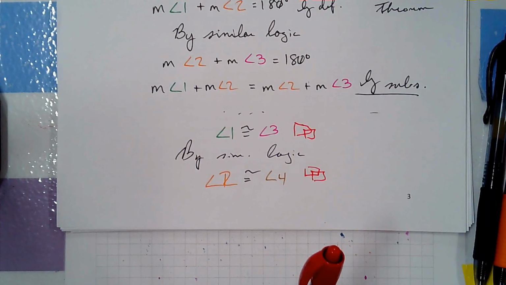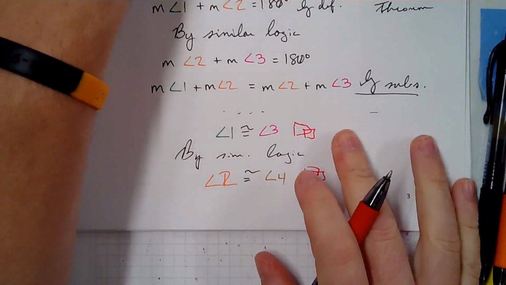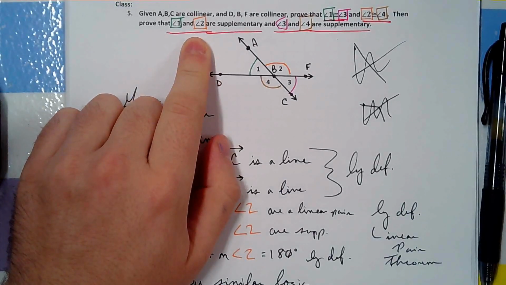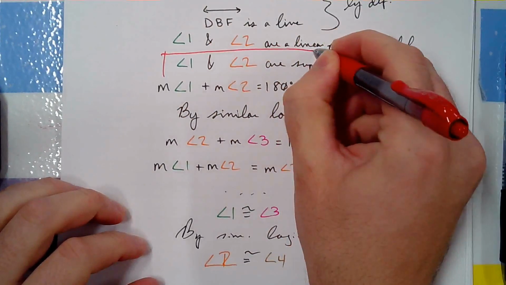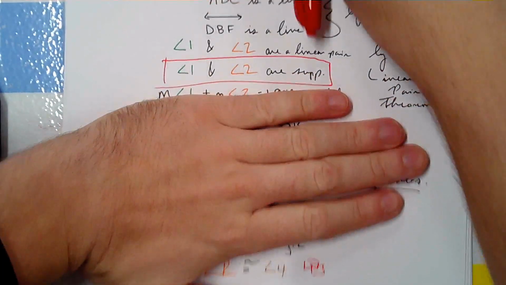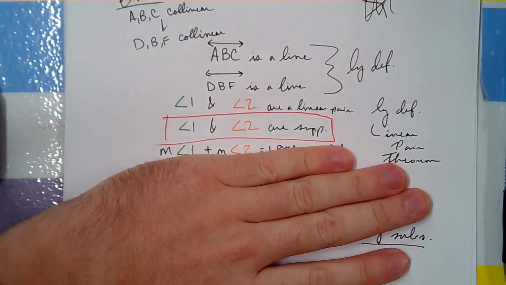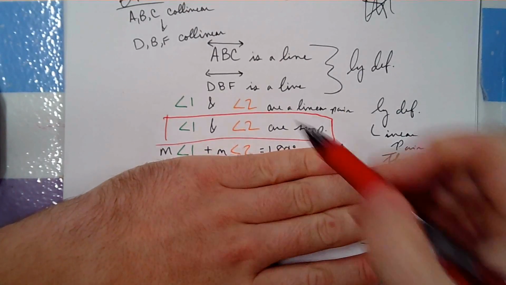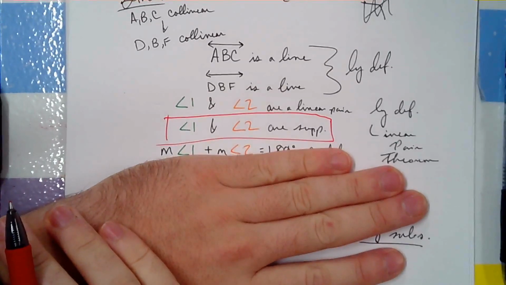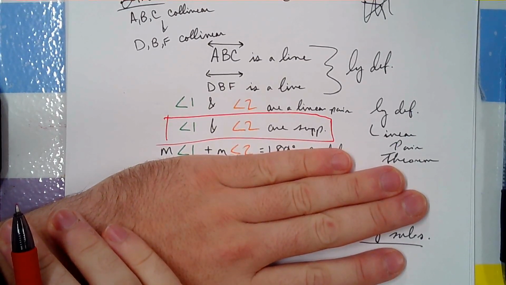So that's done. We also need to prove that 1 and 2 are supplementary. Have we done that already? Right here. There's the proof for 1 and 2 are supplementary. That's it. If you were to write it all over again, you would start from here and go there. It would be a very short proof, right? So we already did it.